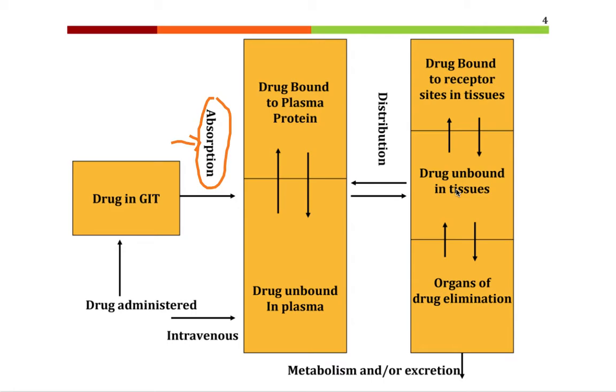From the systemic circulation, the drug can actually undergo distribution, where again, during or after distribution, the drug can be bound to receptor sites in tissues. Drug can remain unbound in the tissues. It can be taken to organs of elimination, metabolism, excretion, etc.